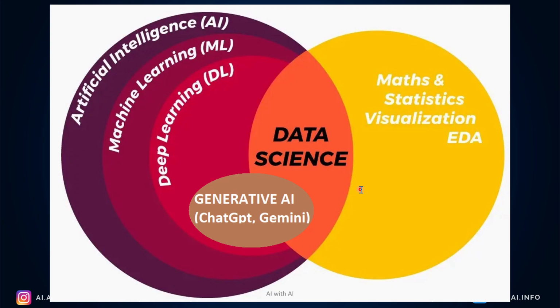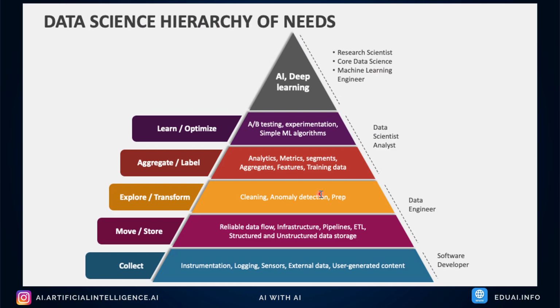Data science intersects across all the fields in AI, as you see in the image. To learn AI, or to become a machine learning engineer, or to even learn generative AI, you need to have good knowledge of data science. And you also need to understand what role a data scientist plays.